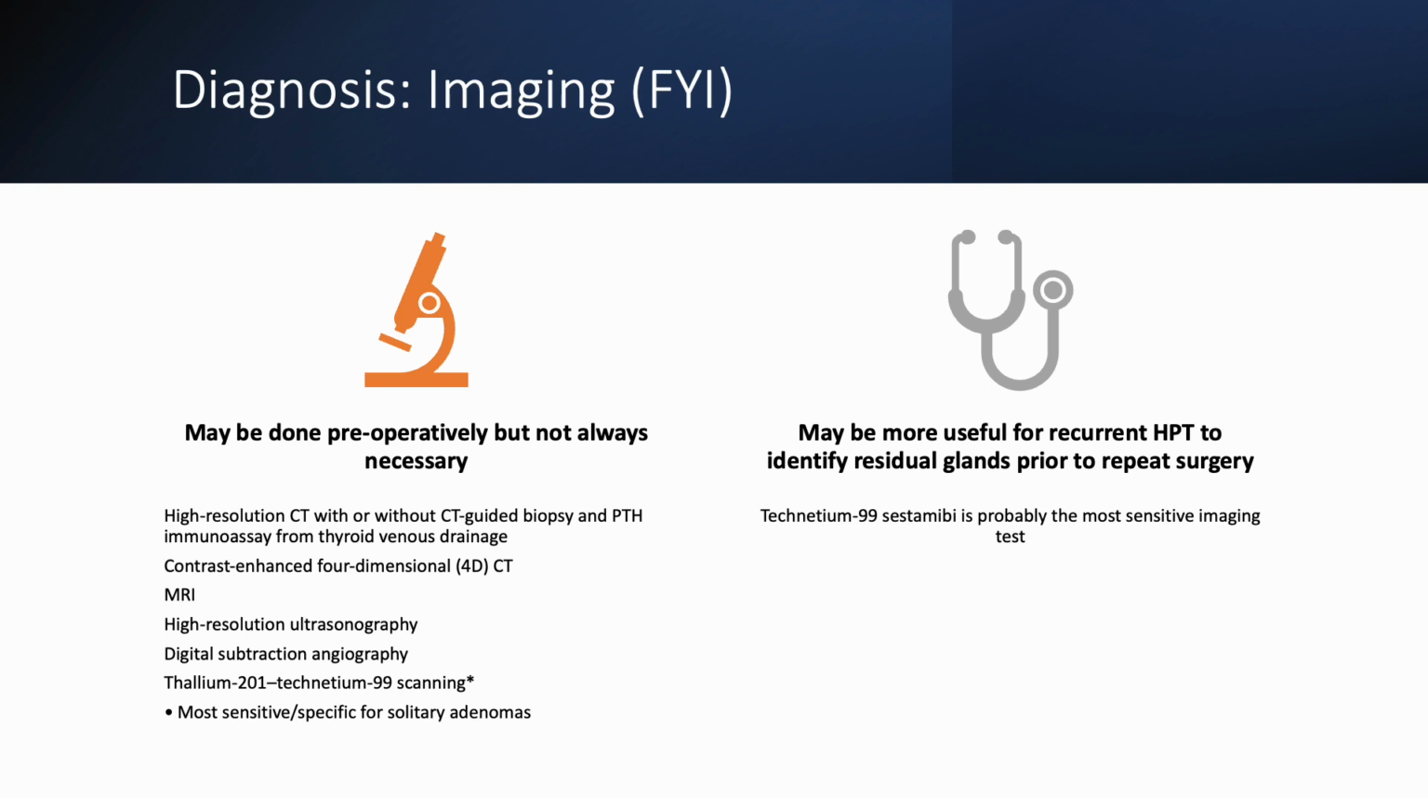Okay, so if we want to confirm or find out the underlying cause, we can do a high resolution CT with or without a CT-guided biopsy, because if they're going to do a resection, they can just go ahead and send that off to path. And you can do a contrast-enhanced four-dimensional CT. MRI can be done, high-resolution ultrasound. There's a number of various tests, but the Tc-99 scan, that's going to be our most sensitive and specific for a solitary adenoma.